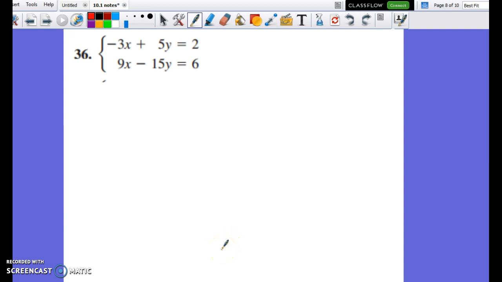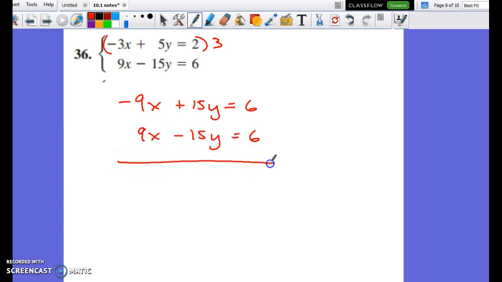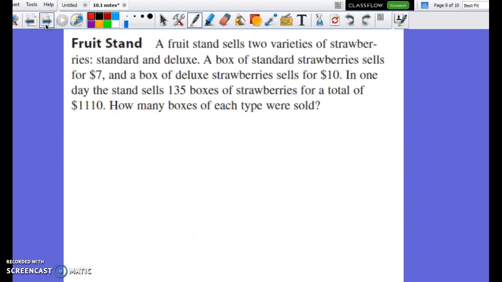Okay, this is definitely a good candidate for elimination. I'm going to multiply this by a 3. Keep the second line the same. And then when I add, that's going to zero out. Ooh, that zeroes out again. Oh man, so I'm going to get 0 equals 6. What does that mean? That's another no solution. No answer. Can't do it. They're not going to touch.